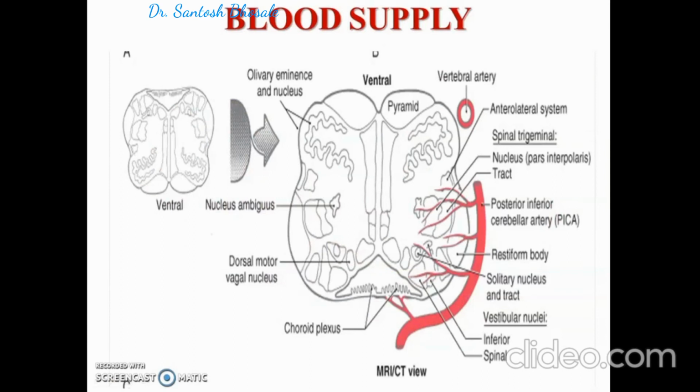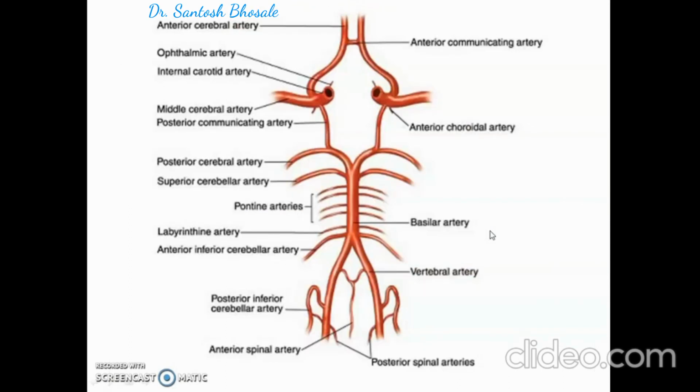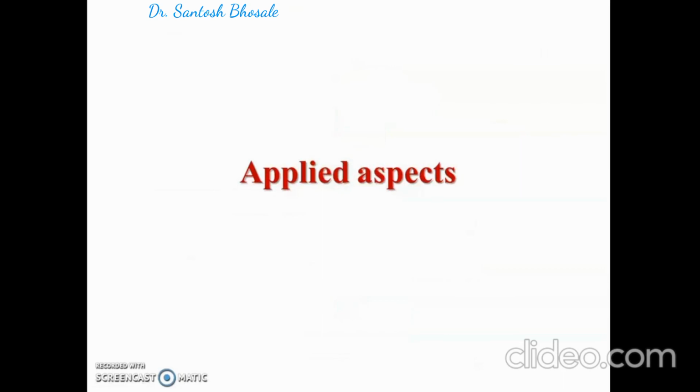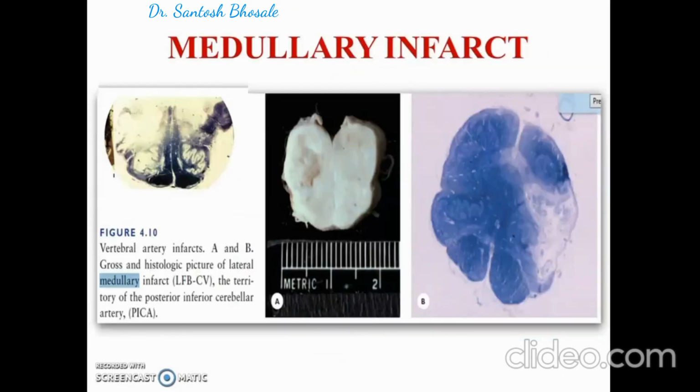Coming to the blood supply, as I already discussed in the previous video, the brainstem is supplied by the vertebral system of the arteries, where two vertebral arteries join to form basilar artery, and a vertebral artery gives three branches: anterior spinal, posterior spinal, and posterior inferior cerebellar artery. Anterior spinal supplies the median zone, posterior spinal supplies the posterior funiculi, and posterior inferior cerebellar artery supplies the lateral zone, which is important in case of the medullary infarcts that you can see here.